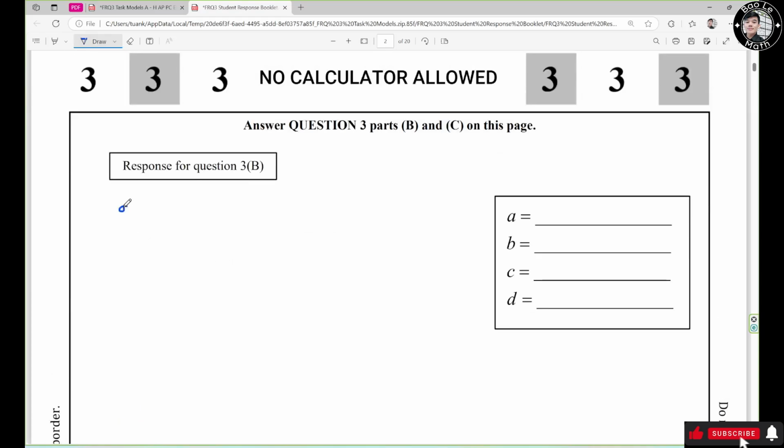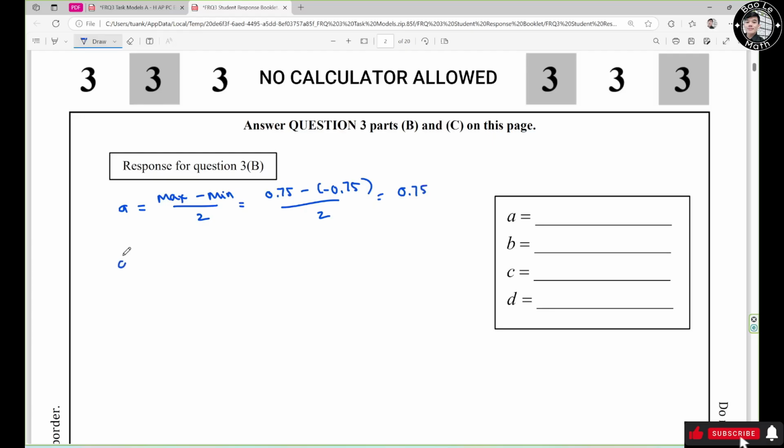Now, again, you need to calculate a, which means maximum subtract minimum divided by 2. Maximum is 0.75, subtract minimum, which means subtract negative 0.75, and divide by 2. So a should be 0.75.